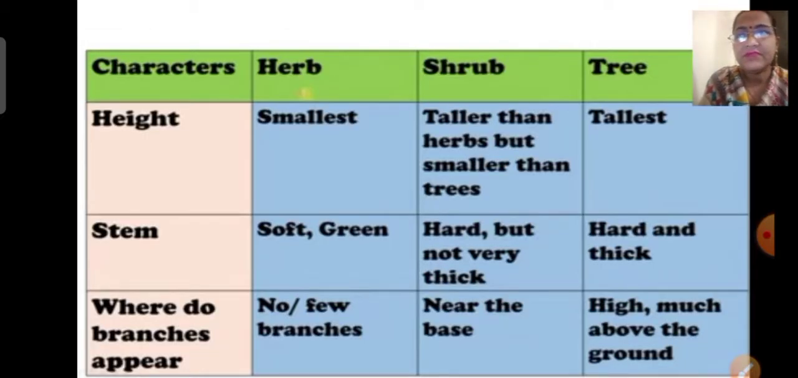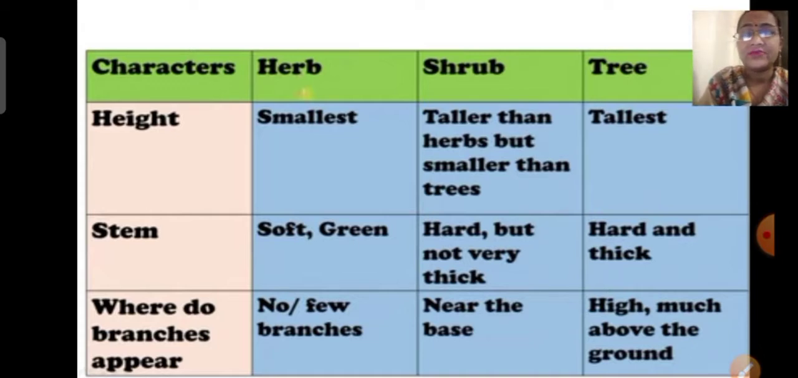In the previous session, we clearly differentiated between herbs, shrubs and trees on the basis of some characters. On the basis of height, we tried to differentiate between herbs, shrubs and trees. Herbs are the smallest in height. Shrubs are taller than the herbs but smaller than the trees, and trees are the tallest.